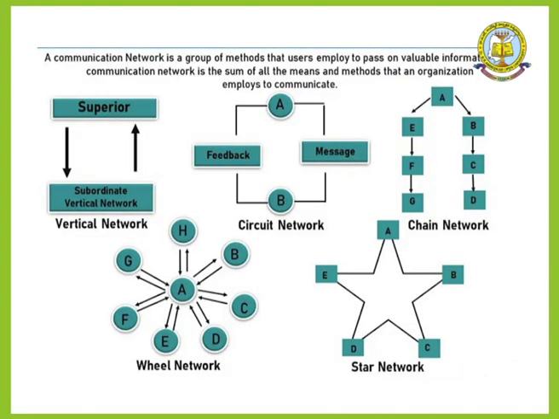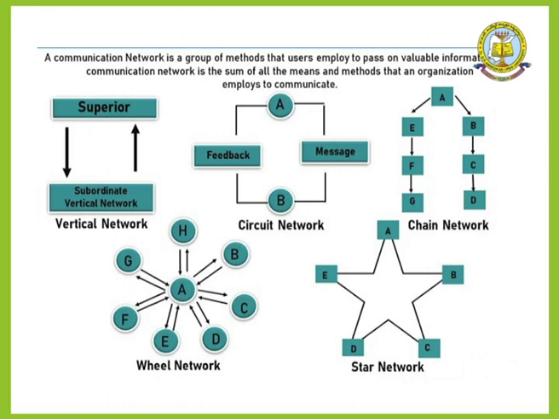In a vertical network, you would have a superior communicating to a subordinate, which we call the top down approach. So from the top, the message comes downwards. Or you can have a subordinate communicating with the superior, which you call the bottom up approach. So in a vertical network, either the superior communicates with the subordinate, which is top down, or the subordinate communicates with the supervisor, which is bottom up. This is the vertical network which can be followed while you are trying to communicate.